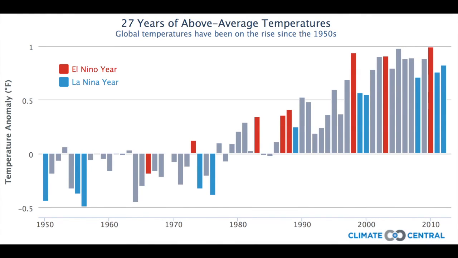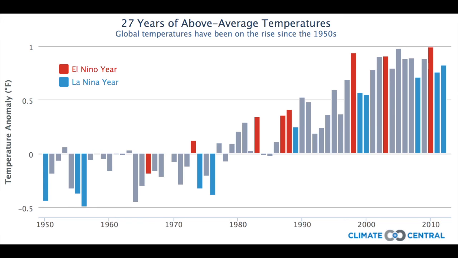So here we have a graph of the global climate air temperature since the 1950s up until about 2012. On the x-axis we have the year, and on the y-axis we have the temperature anomaly in Fahrenheit, which is the deviation from the 1950 to 1980 temperature average. So if you're below zero, that's cooler than the average, and if you're above zero, which the vast majority of the right-hand side is, that's going to be above average.